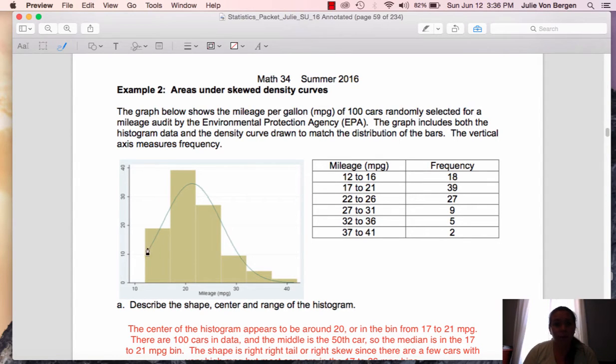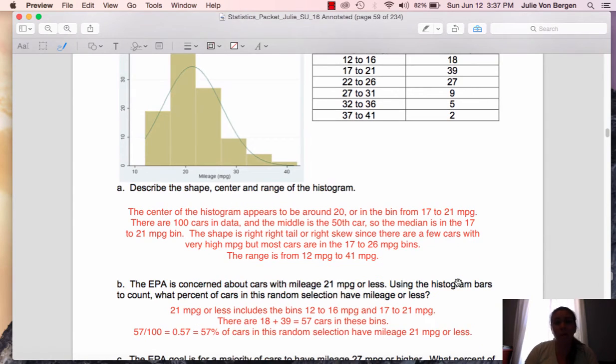So we've got the density curve in green over the bars, and then we also have the frequency table. So often before we make a histogram, we'll make a table of our values to help us draw the histogram. So this is called the frequency table. And we notice the vertical axis is measuring the frequency because we're working with a histogram, which is always that case. So we want to describe the shape, center, and range of this histogram.